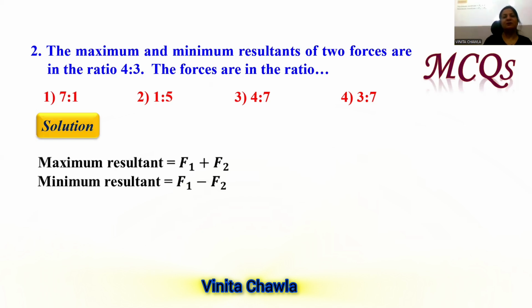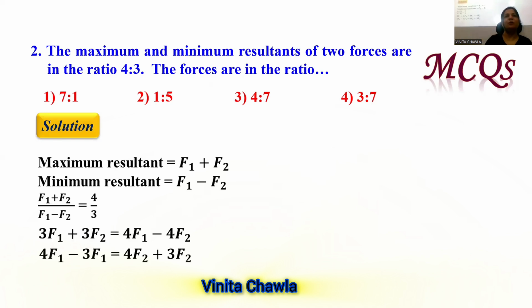This is how we find the maximum and minimum resultant. Their ratio is given. F1 plus F2 upon F1 minus F2 is 4/3. We have to find the ratio F1 upon F2. Move F1 to one side and F2 to the other side. You can simplify it. You will get the ratio 7:1. Option 1.